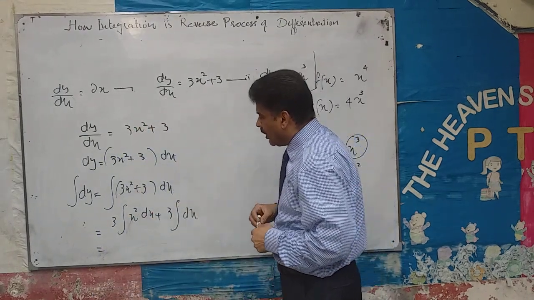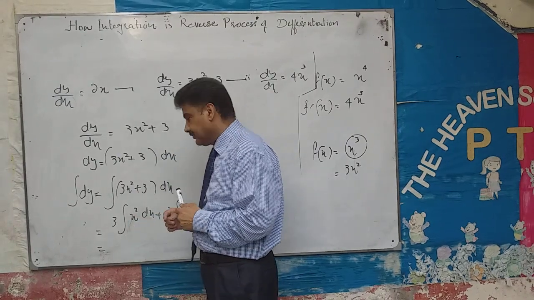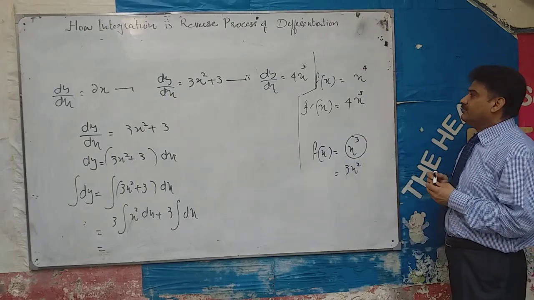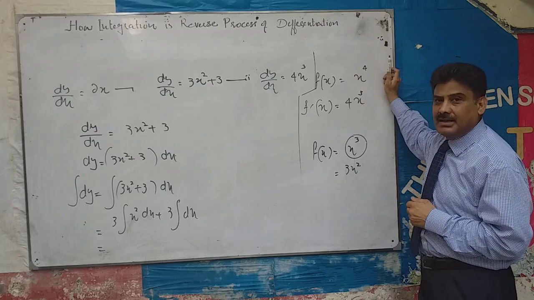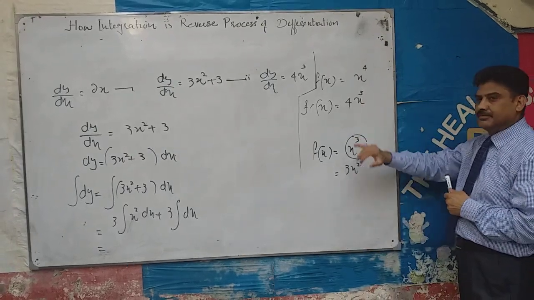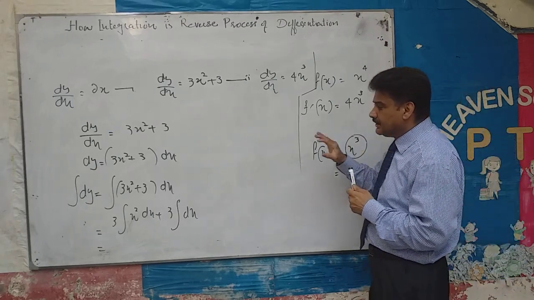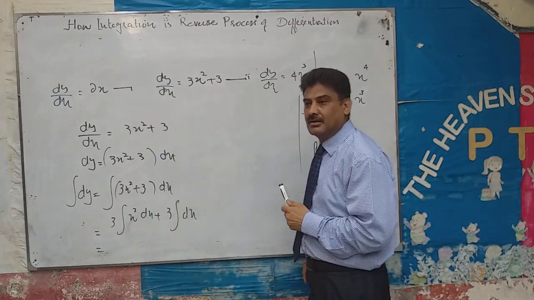Now, how can we integrate x square? Look at this example. When we differentiate x raised to power 4, we apply the power rule. In the power rule, we just multiply the function with the power, but in integration, we divide the function by the power. How?